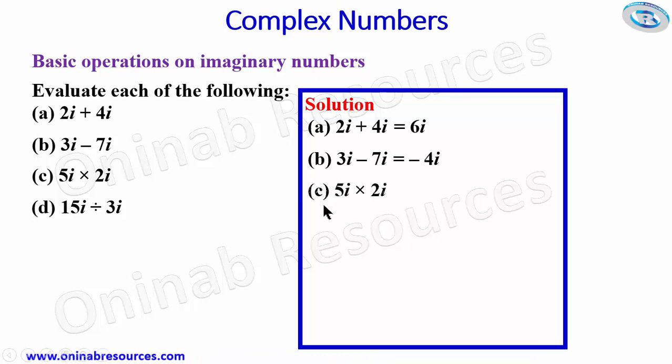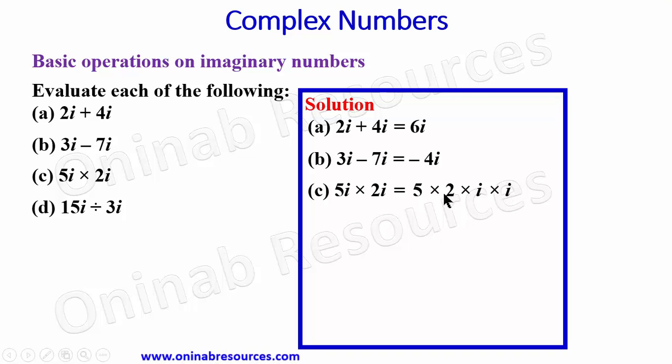Then for C, we have 5i times 2i. So what we do here now is collect the coefficients of the i's. That's 5 times 2, which gives 10. Then we now have i times i. So since 5 times 2 gives 10 and i times i gives negative 1, 10 times negative 1 gives negative 10.